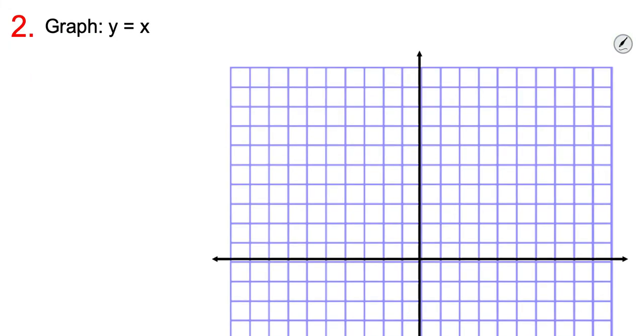So let's look at another one. This one is a little bit interesting.